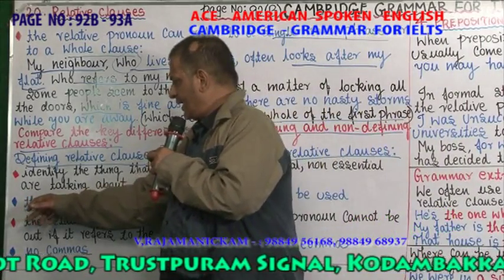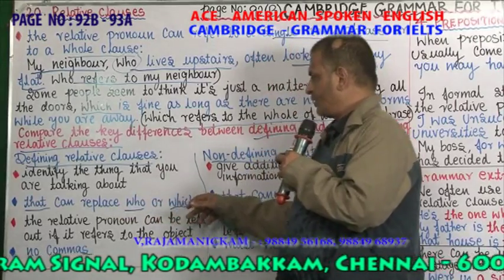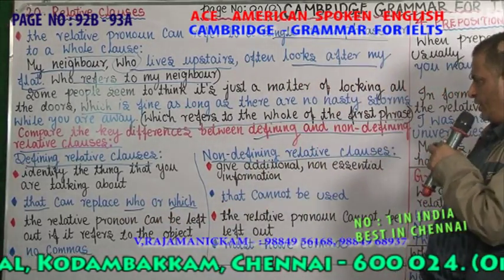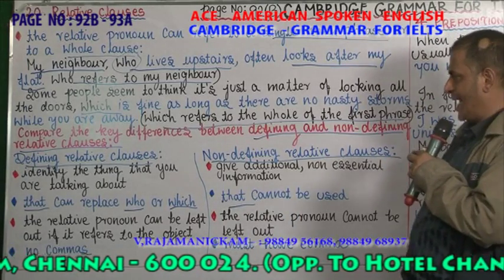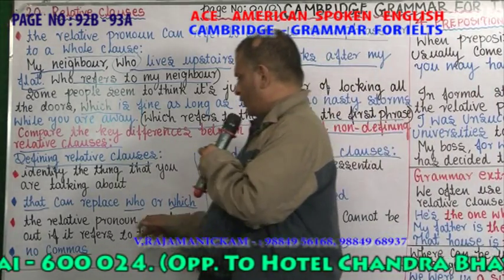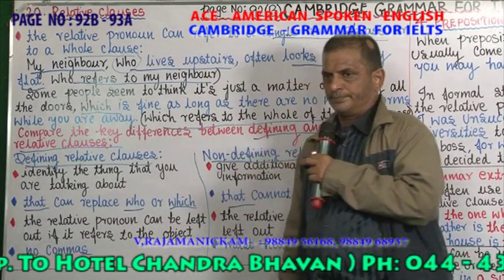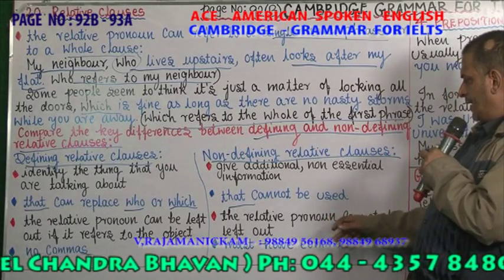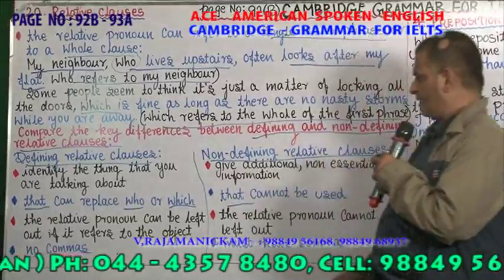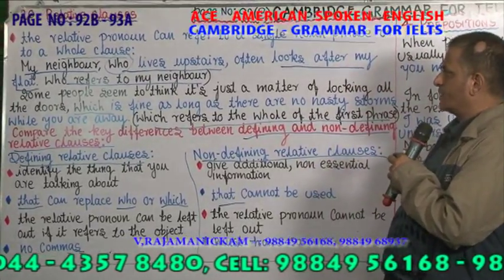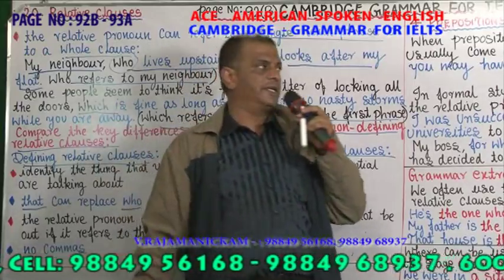In a defining relative clause, that can replace who or which. Instead of that, you can use who or which. But in a non-defining relative clause, that cannot be used. You are not supposed to use that. The relative pronoun can be left out if it refers to the object. Here, the relative pronoun cannot be left out. No commas are used for a defining relative clause. Must have commas here. So this is the defining relative clause and non-defining relative clause.